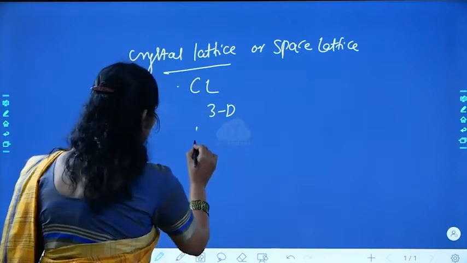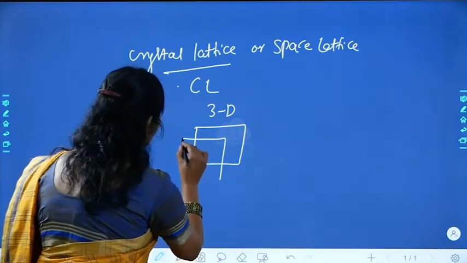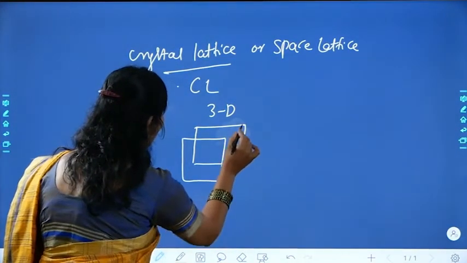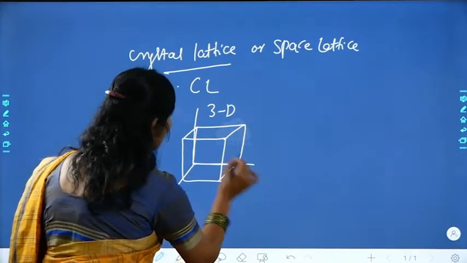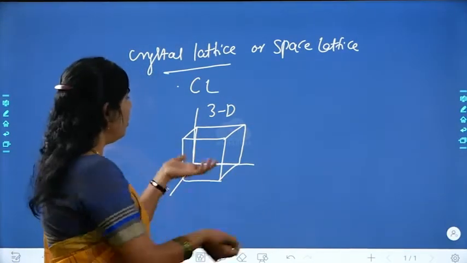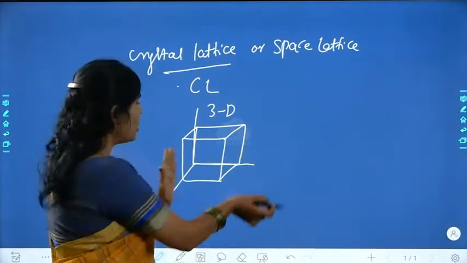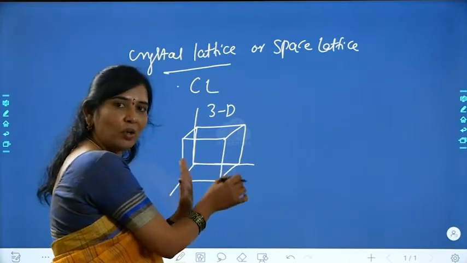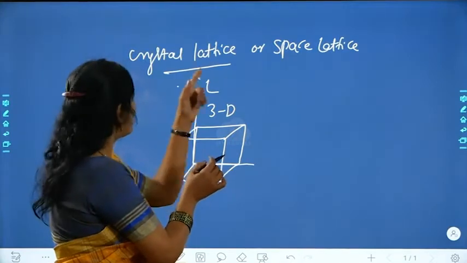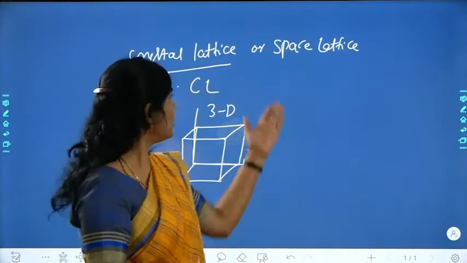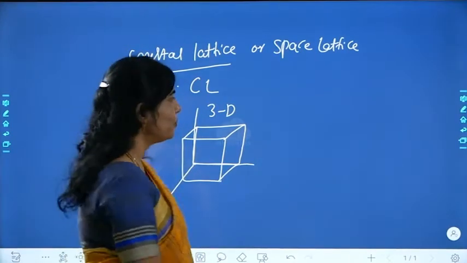See, for example, consider a cube. Here in the cubical form, along the x-axis, along the y-axis and along the z-axis, all the constituent particles are regularly arranged. Such an ordered, regular arrangement in a three-dimensional network is known as a crystal lattice or space lattice. I hope this is clear for you, right?